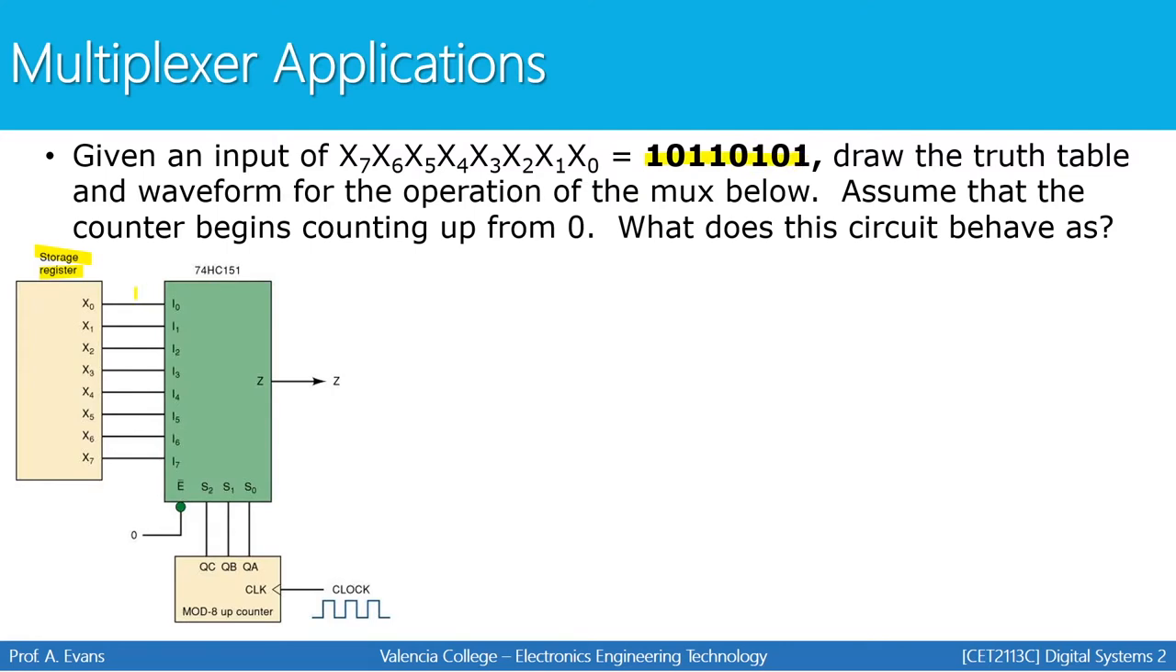Next, we know that the outputs of the register are being fed as inputs into a MUX. Notice that the select lines of the MUX are controlled by a counter, a mod 8 up counter, that we can assume has begun counting up from 0. And then we have an enable, which has been set to 0, which is good because it's an active low enable, so we know that the MUX has been enabled.